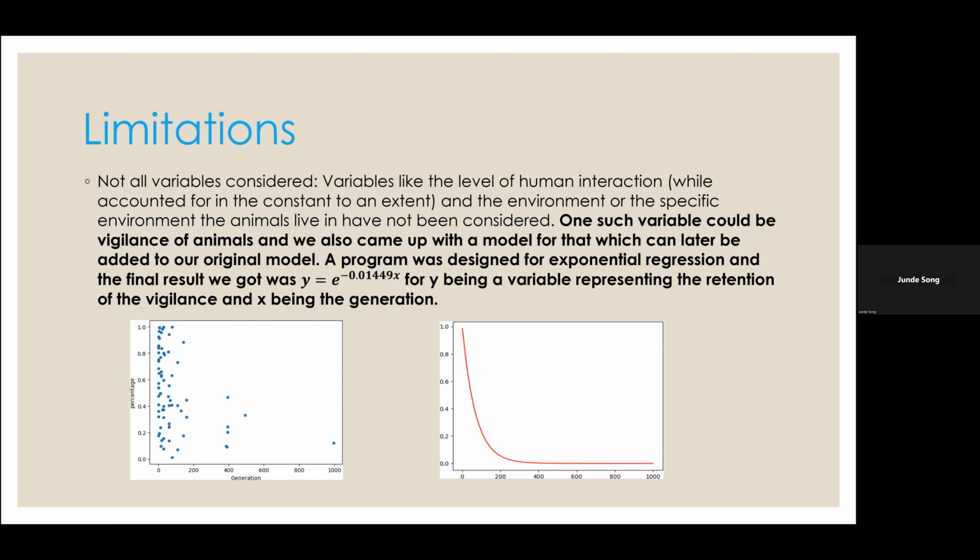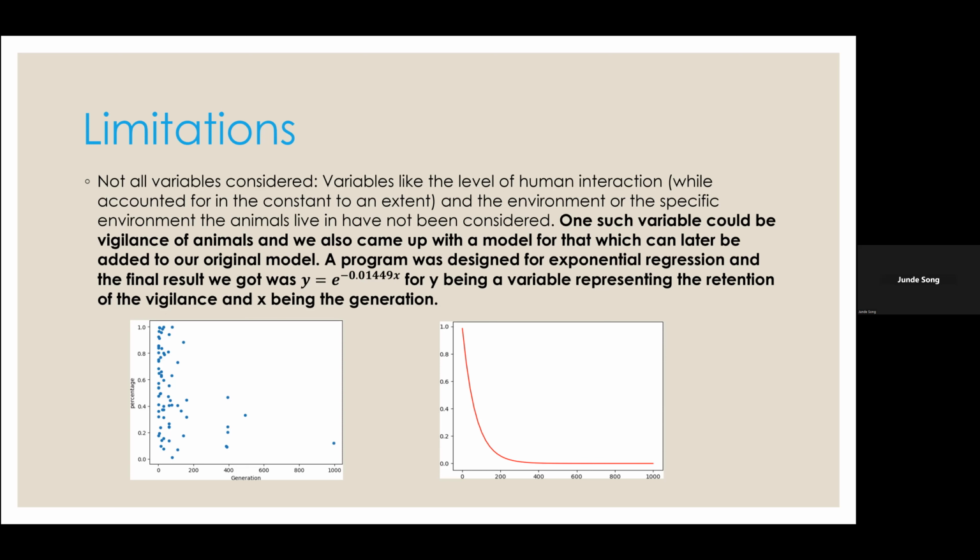There are some limitations of our model. For example, a lot of variables are not considered, like the level of human interaction, and the specific environment the animals live in has not been considered either. Another variable is the regions of animals, and we also came up with a model for that, which we can later add to our model. This is an exponential decay, and the final result we got after some data cleaning is this.